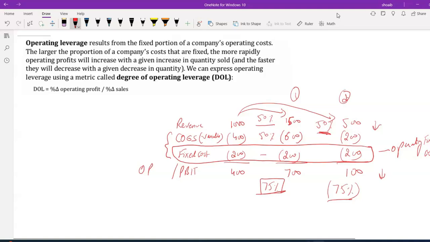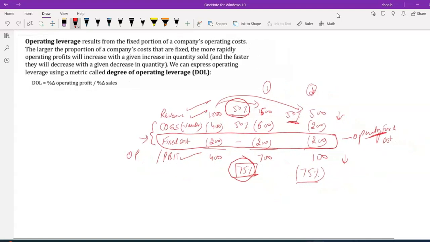So this is, you will bear operating fixed cost. Everything is changing. Revenue is changing, cost of goods sold is changing, PBIT is changing, but fixed cost will remain fixed. So the more fixed costs you have in your business, the more highly sensitive your business will become. So look at the relation. For 50% revenue change, your operating profit is moving by 75%.